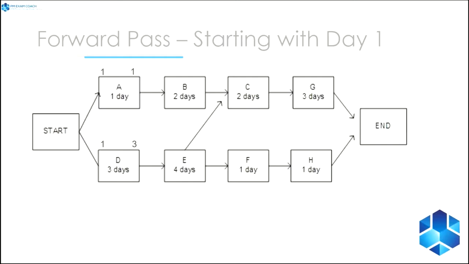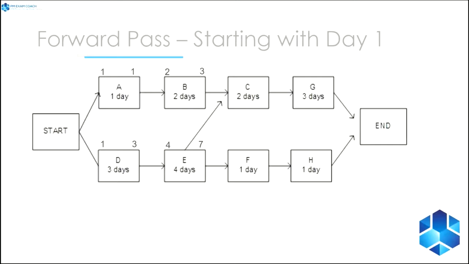So A and D are done. Now it's time to start activity B up top. That's going to start the next day. That's going to start on day 2. And 2 plus a duration of 2 minus 1 is 3. Down below, activity E starts on the day after 3. And 4 plus 4 minus 1 is 7.